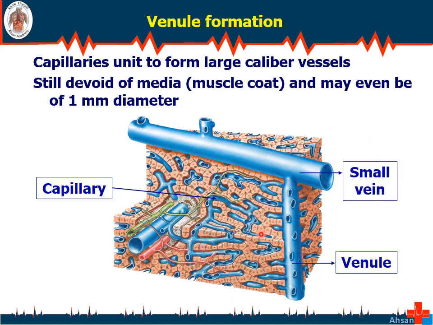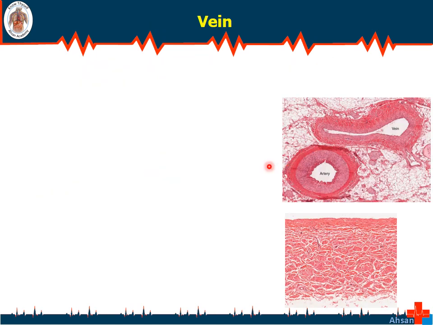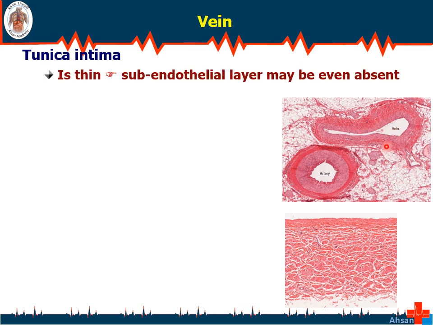They drain into the small veins. They have the media. You see, this is the artery, and this one is the vein, so adjacent artery and vein. The artery has a very regular, thick wall, but the vein has a relatively thinner, larger wall. The lumen is irregular. The vein also has intima, media, and adventitia, but the layer distribution and structure are different. The subendothelial layer is often absent.